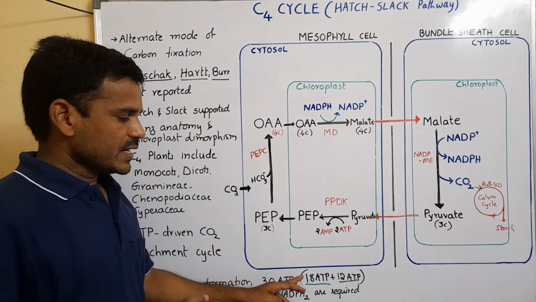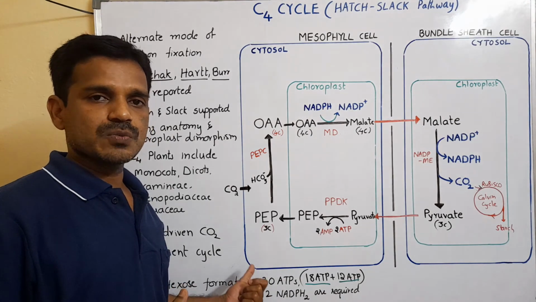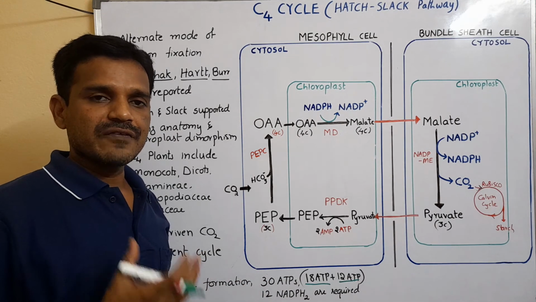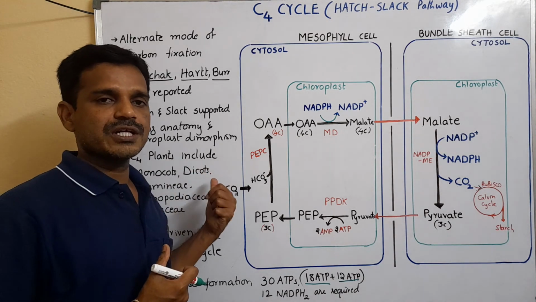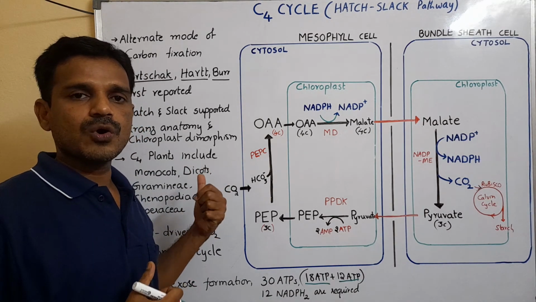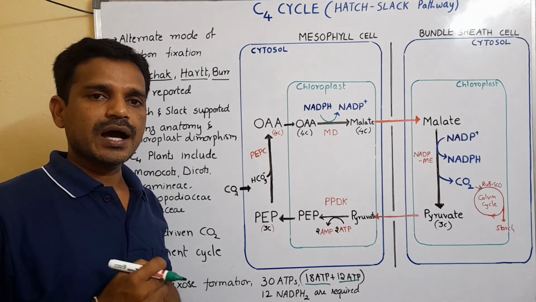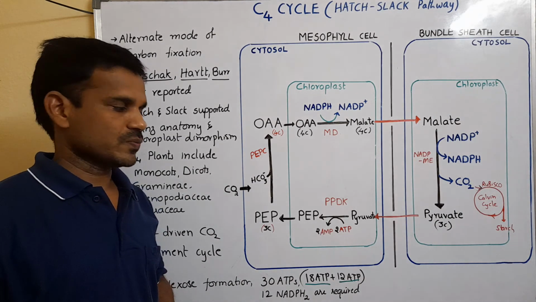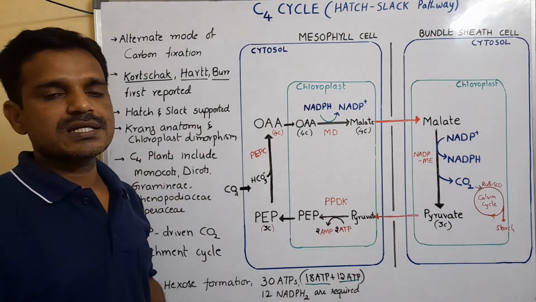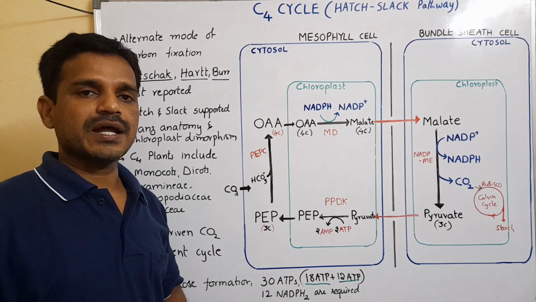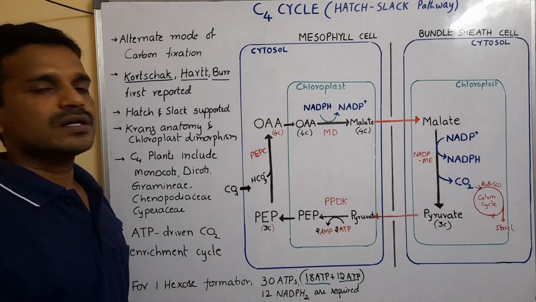Here more energy is consumed. So comparatively, the C4 cycle consumes more energy than the C3 cycle, but it is an efficient pathway. These are efficient plants, giving more productivity and more output even in high light intensity and high temperature. So that's why, compared with C3 plants, C4 plants are advanced or efficient plants. So this is about the C4 cycle. Thank you.